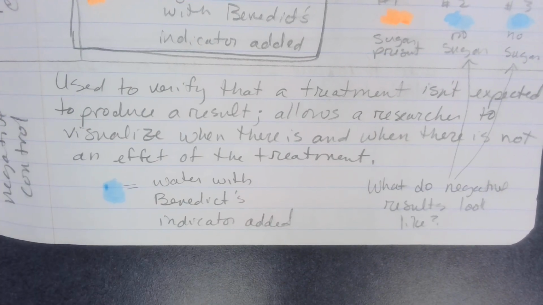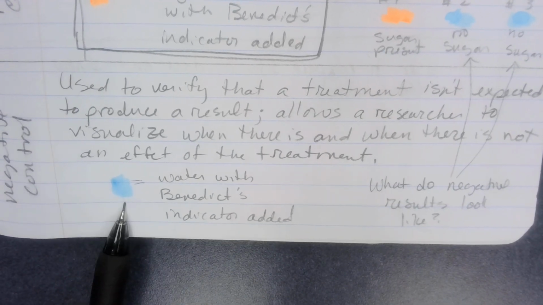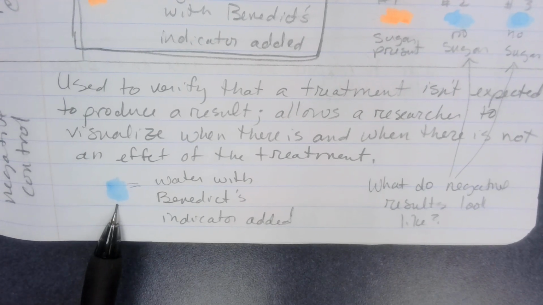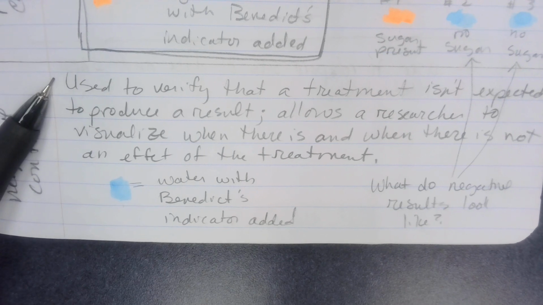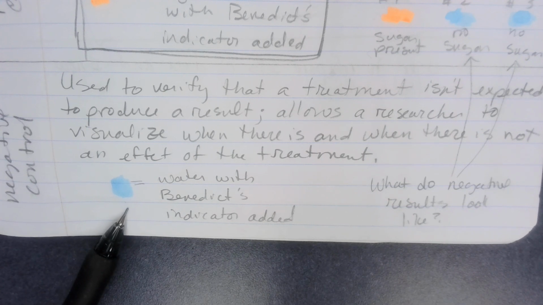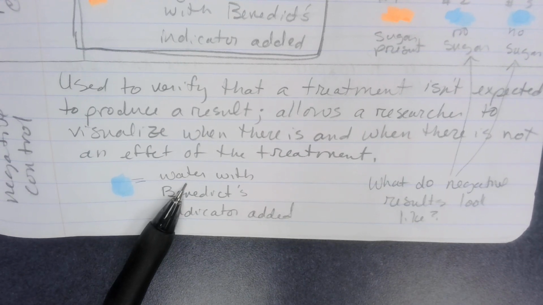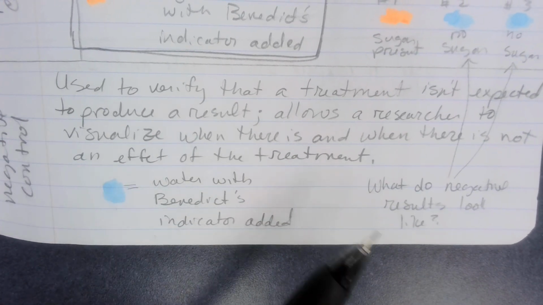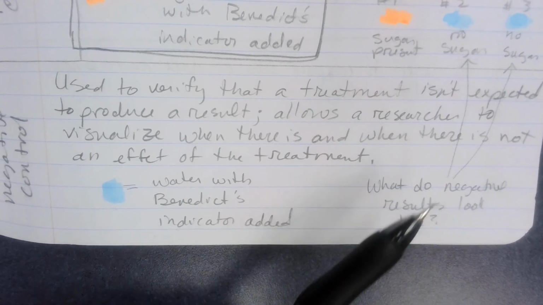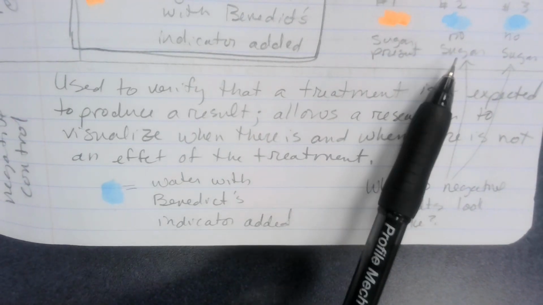This is what it's going to look like when it's just water with Benedict's indicator added. This gives me a result that is a negative control. So a negative control is used to verify that a treatment isn't expected to produce a result. It allows a researcher to visualize when there is and when there is not an effect of the treatment. So I know that there is no sugar present here. So what does it look like when I use my indicator solution on a substance that does not have sugar in it for sure? It's going to look like this. So that allows us to know what negative test results look like. So when I have unknown solutions that match that color, I know there is no sugar present.